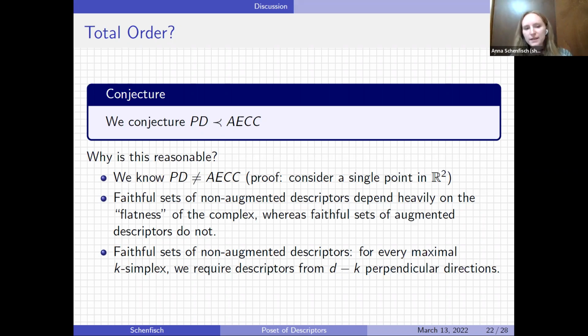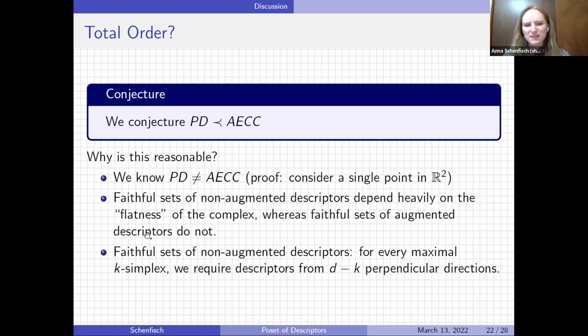And then this last bullet point is a really related idea. We can show that if we have a faithful set of a non-augmented descriptor, there's a certain requirement for every maximal simplex. A maximal simplex is one that's not the face of anything higher dimensional. For every maximal k-simplex, we can show that we need descriptors generated from d minus k perpendicular directions, where d is whatever space our complex is embedded in.